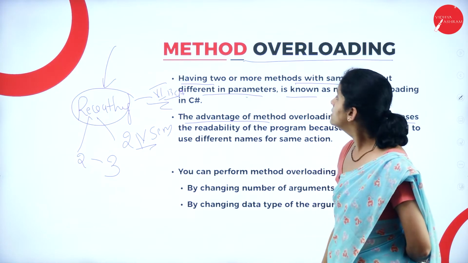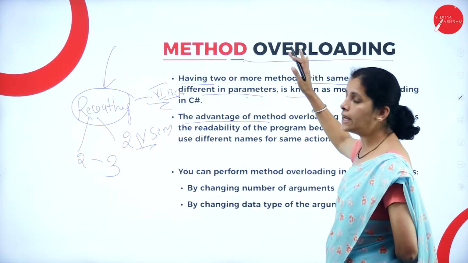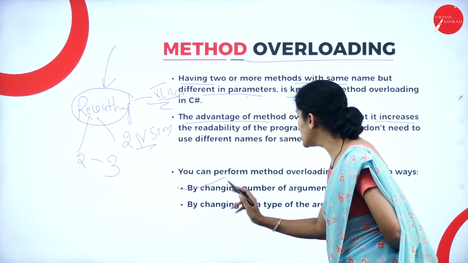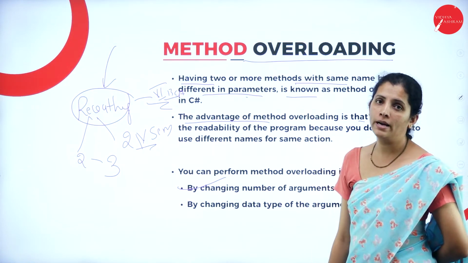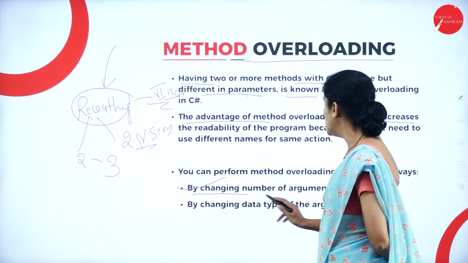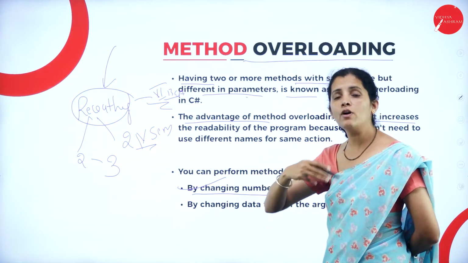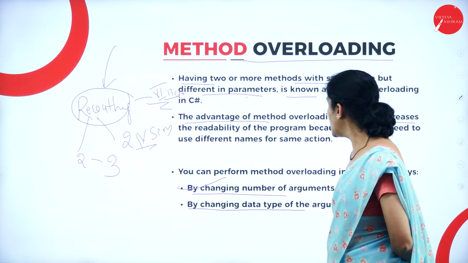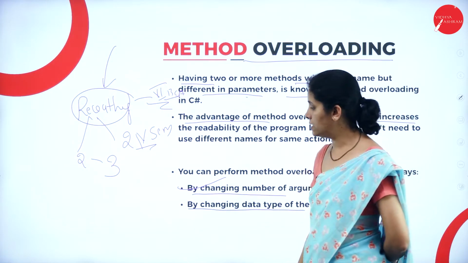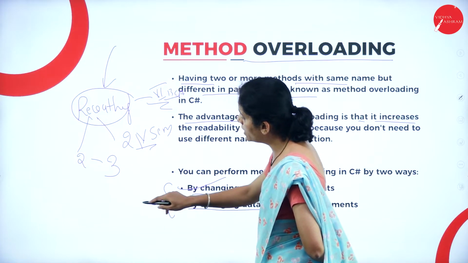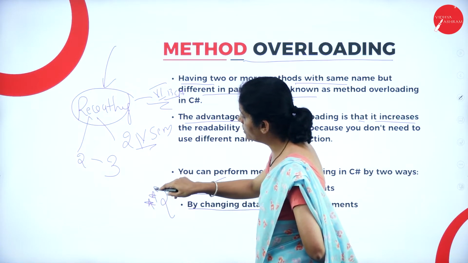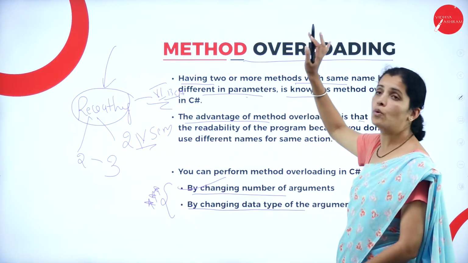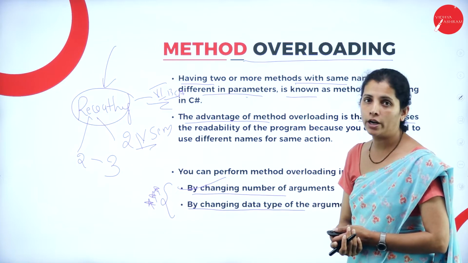That is nothing but readability. Then method overloading can be achieved in two ways, that is by changing the number of arguments. Another one is changing the data type of the arguments. So these two are very, very important. From the examination point of view, method overloading is very, very important.